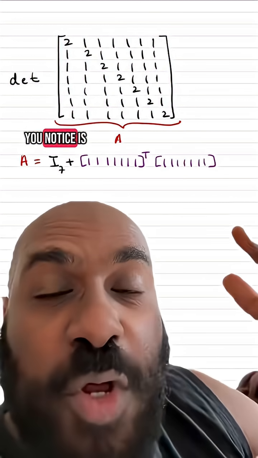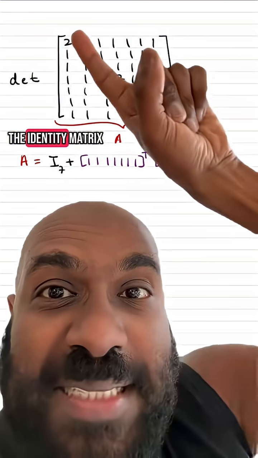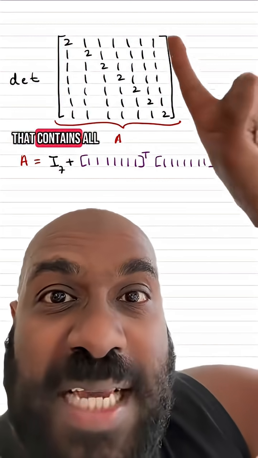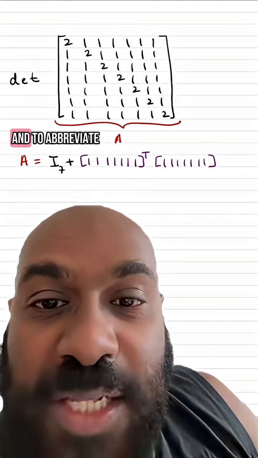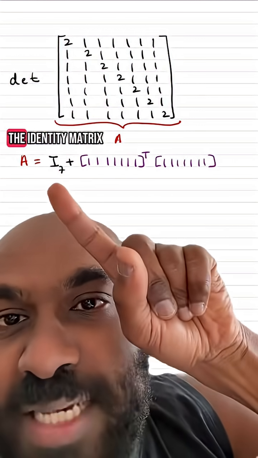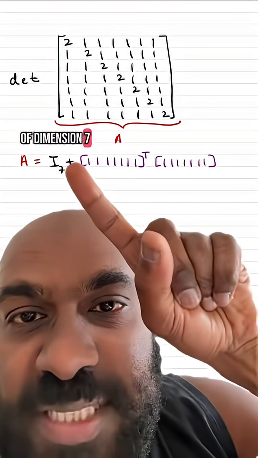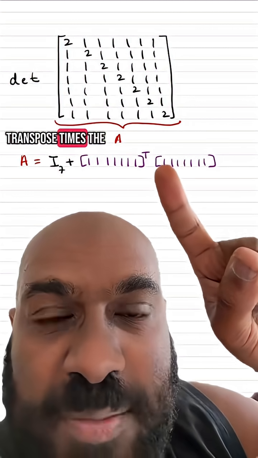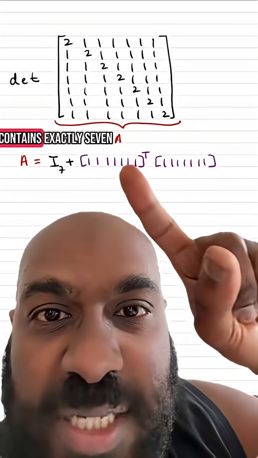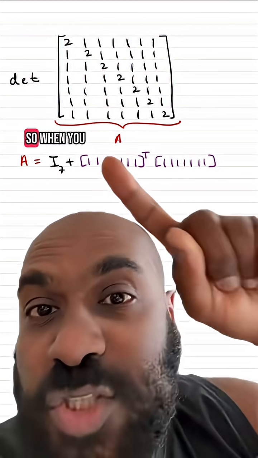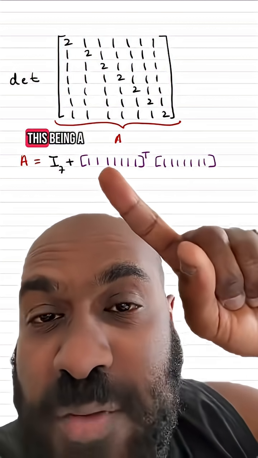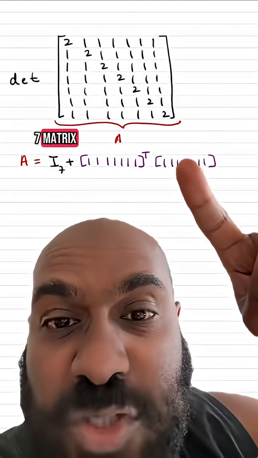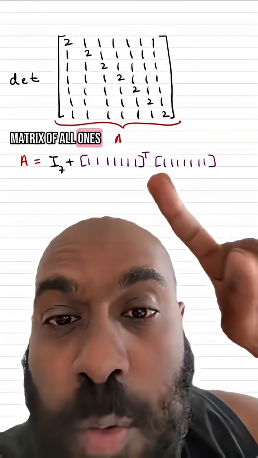So the first thing you notice is you can write this matrix as the identity matrix, which has ones on the diagonal, plus a matrix that contains all ones everywhere. To abbreviate that, we can write that as the identity matrix of dimension 7, plus this vector right here transpose times the vector itself. And this vector contains exactly 7 ones in it. So when you multiply these two, this being a 7 by 1 matrix and this being a 1 by 7 matrix, you get a 7 by 7 matrix of all ones.